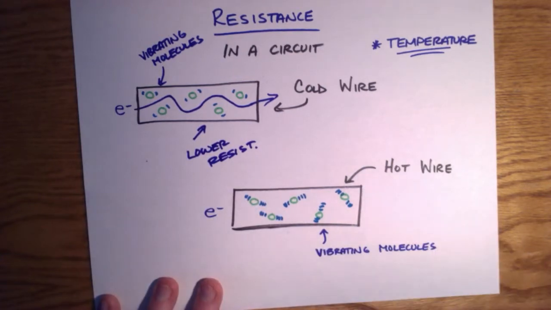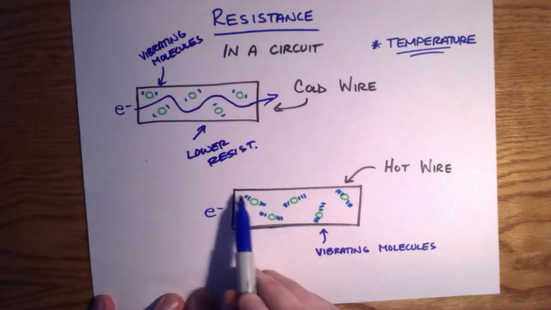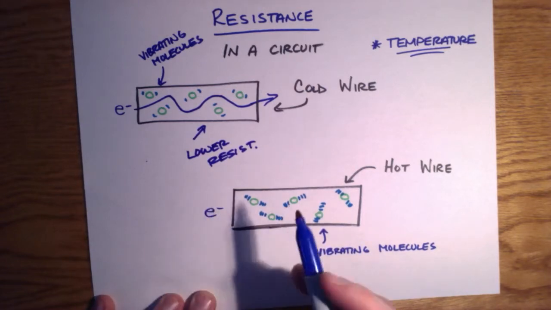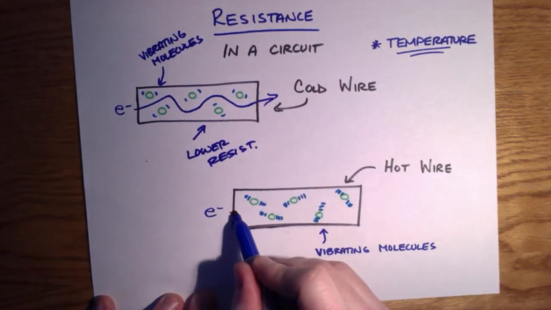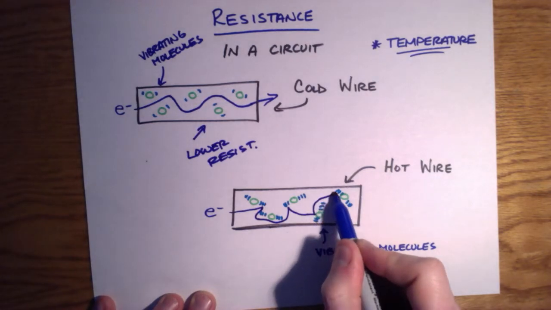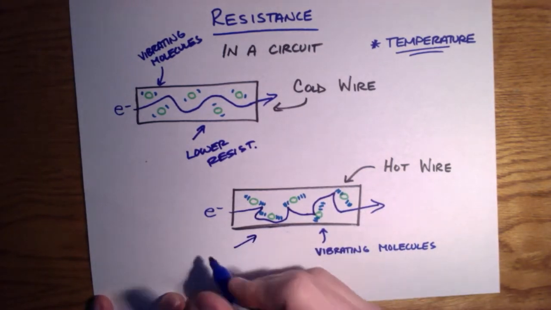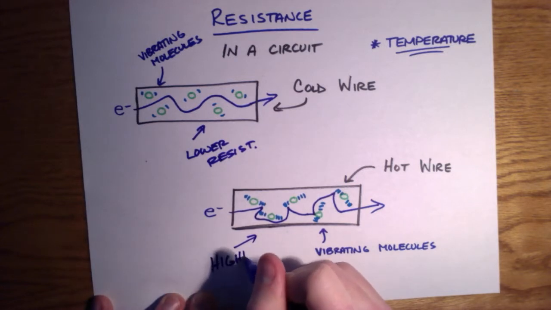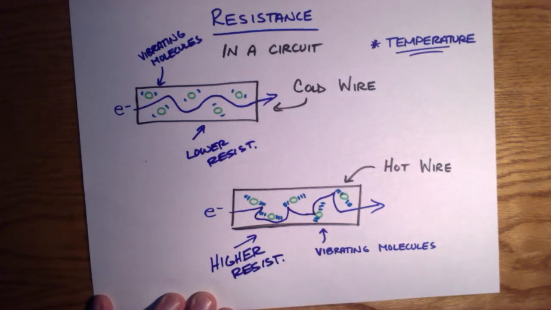If you heat that wire up or you heat that resistor up, the same molecules will vibrate significantly more. So now they're taking up more room as they vibrate back and forth. So the odds of one of these electrons bumping into one as it goes through is significantly higher, and it's going to take much longer for this electron to travel through. So a higher temperature will give you a higher resistance. Again, it just has to do with the amount of space the electron essentially has to try and pass through.